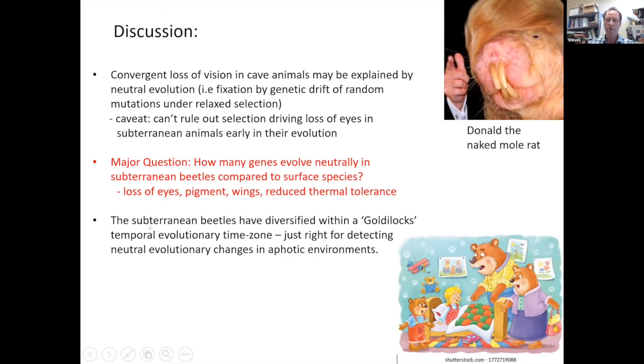What I think these beetles represent is what I would say is the Goldilocks temporal evolutionary time zone. It's coined by Simon Tierney, just right for detecting neutral evolutionary changes in these aphotic environments, but not too old that you'd actually lose these genes and fail to detect them in the genomes.